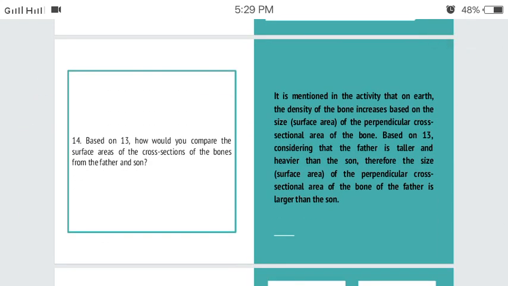14. Based on 13, how would you compare the surface areas of the cross sections of the bones from the father and son? It is mentioned in the activity that on Earth, the density of the bone increases based on the size, the surface area of the perpendicular cross-sectional area of the bone. Based on 13, considering that the father is taller and heavier than the son, the size or surface area of the perpendicular cross-sectional area of the bone of the father is larger than the son's.